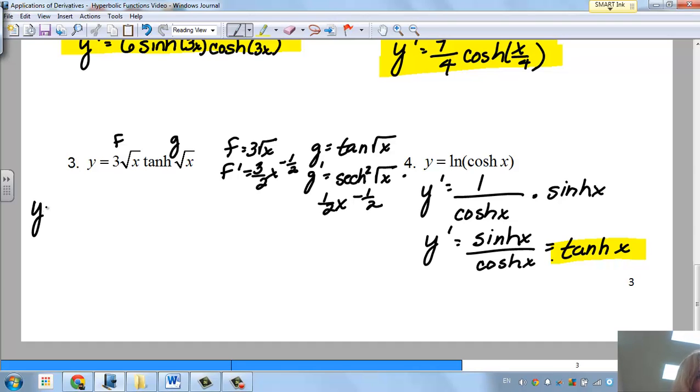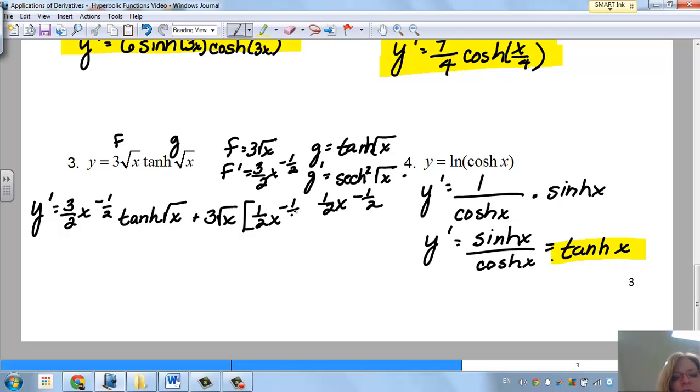So when I go to do this, I have y prime equals f prime g, 3 halves x to the negative 1/2, this is hyperbolic tan, I forgot the H there, sorry, hyperbolic tan of radical x, okay, plus f g prime, 3 radical x, times, put this in bracket, I'll put this in front, 1/2 x to the negative 1/2 hyperbolic secant squared radical x.